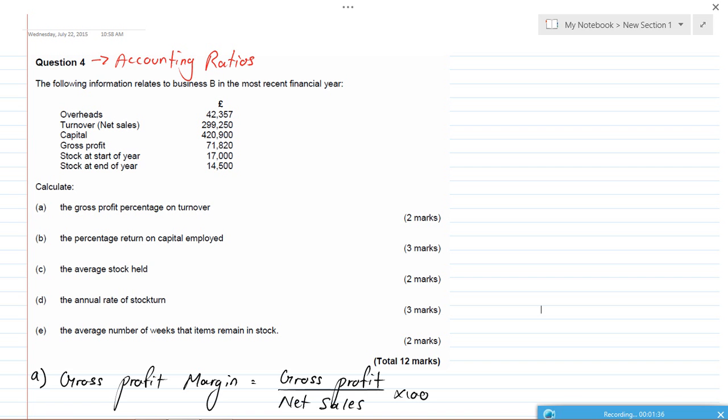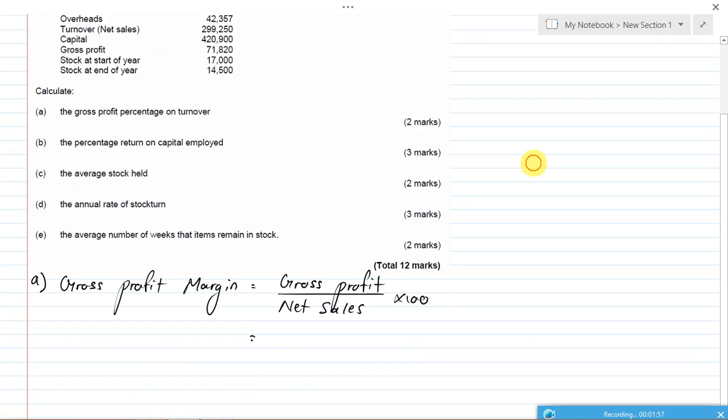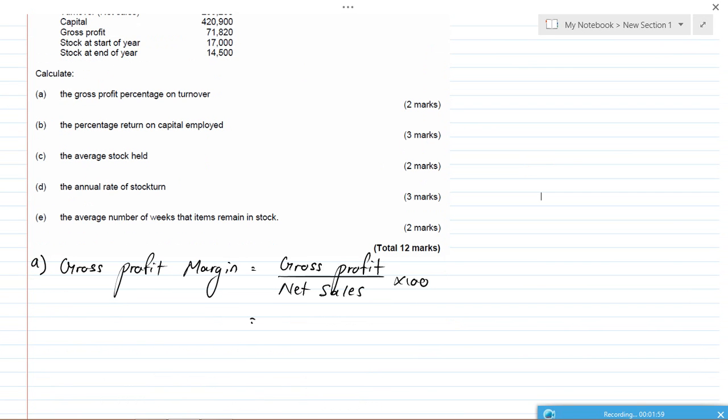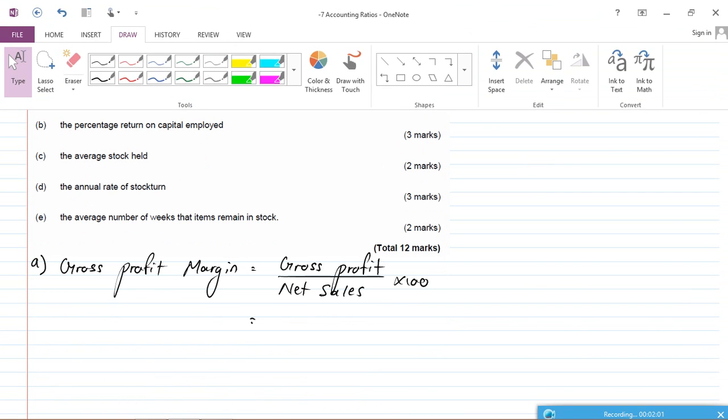They gave you capital, they gave you gross profit, they gave you stock at start of year, okay, or we call as what? Inventory, yeah. Stock at the end of the year. So they give you the beginning and the opening and the closing, yeah. Okay, they give you the both stocks over there. Now, so quite straightforward. Let's start with our working.